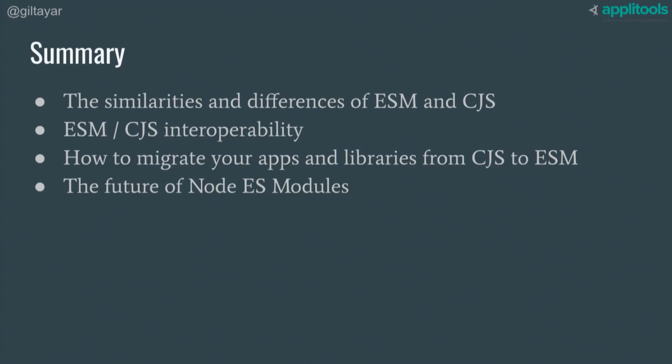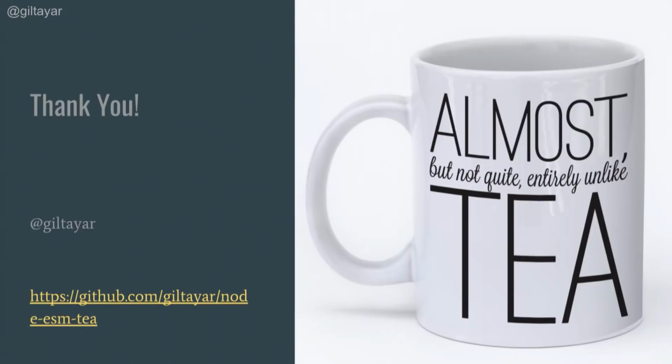So, what did I talk about? Talk about the similarities and differences of CJS. Talked about the ESM CJS portability, which is a huge issue. How to migrate your libraries. Remember the rules of migration, not very difficult. Don't do this until we get out of experimental mode. And I talked a little bit about the future of ES modules. So, thank you very much.